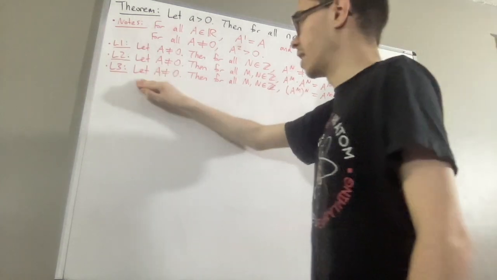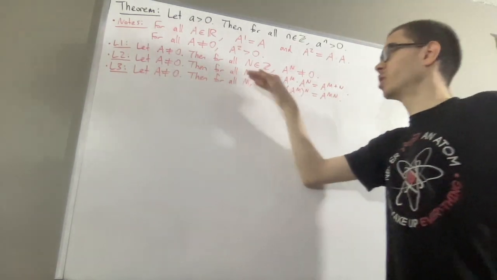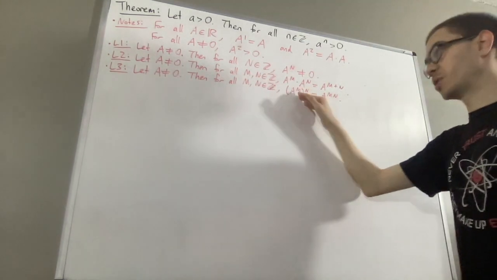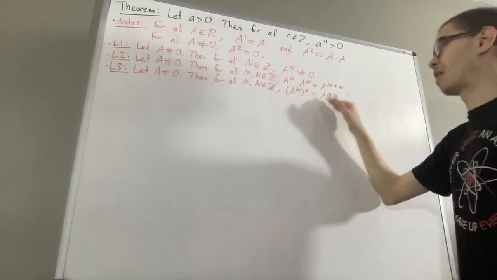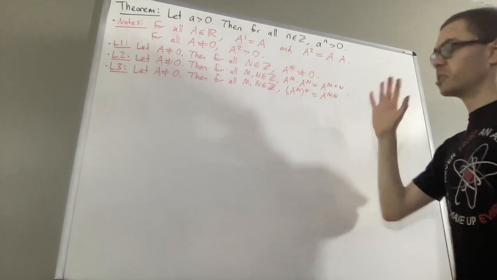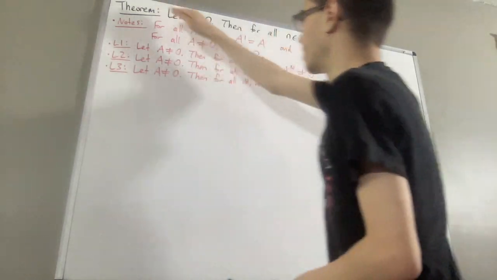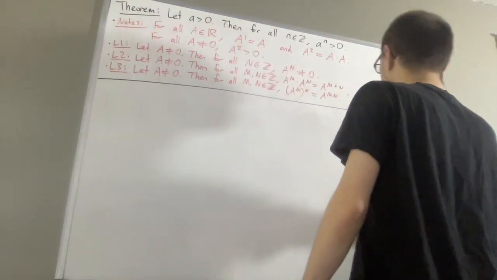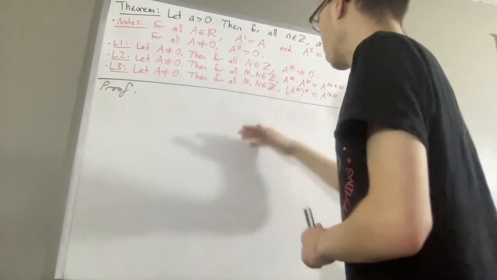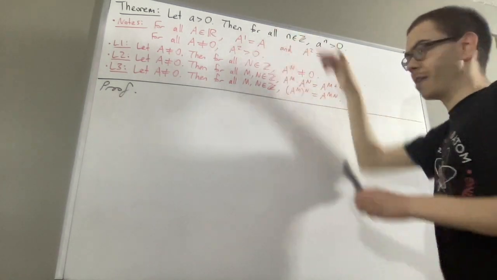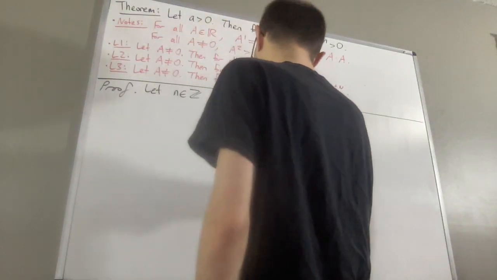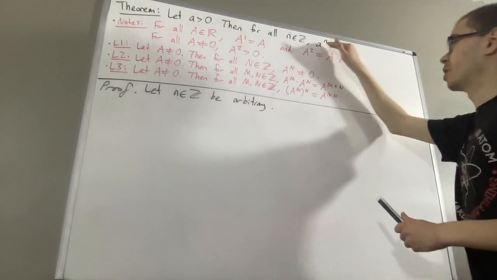And finally, let a be a non-zero real number. Then for all integers m and n, a to the power of m, to the power of n, is equal to a to the power of m times n. So now let's get into proving this theorem. To start out the proof, let's give ourselves an arbitrary integer n. From here we want to show a to the power of n is greater than 0.